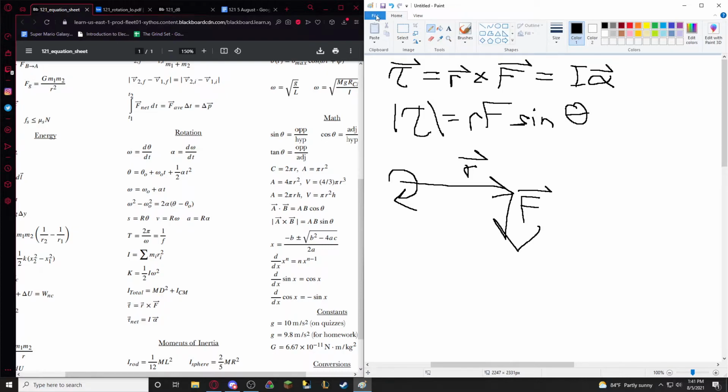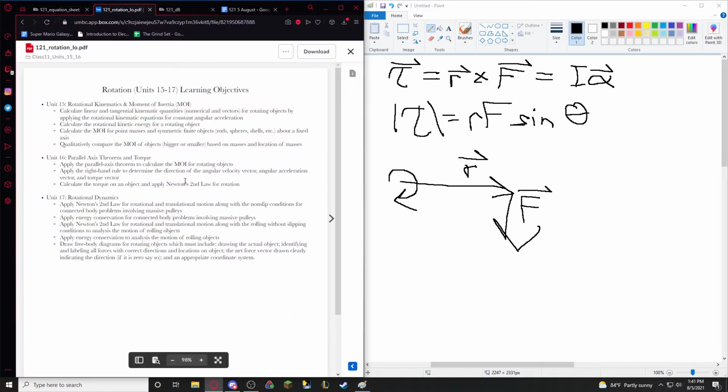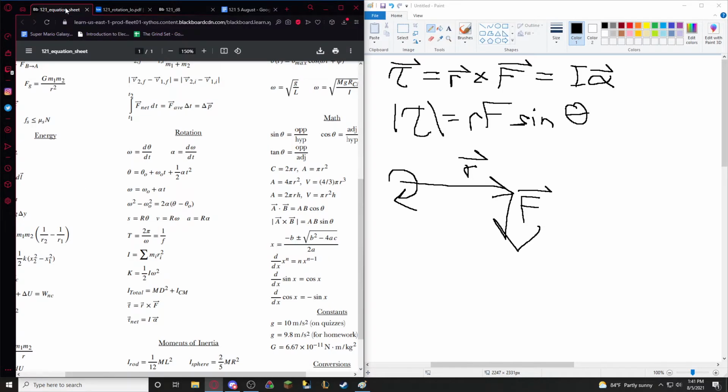And so we like to describe that as Newton's second law for rotation. That's one of the main things you need to understand here: you can calculate a torque on an object and apply Newton's second law for rotation to understand how much its rotation is going to accelerate.